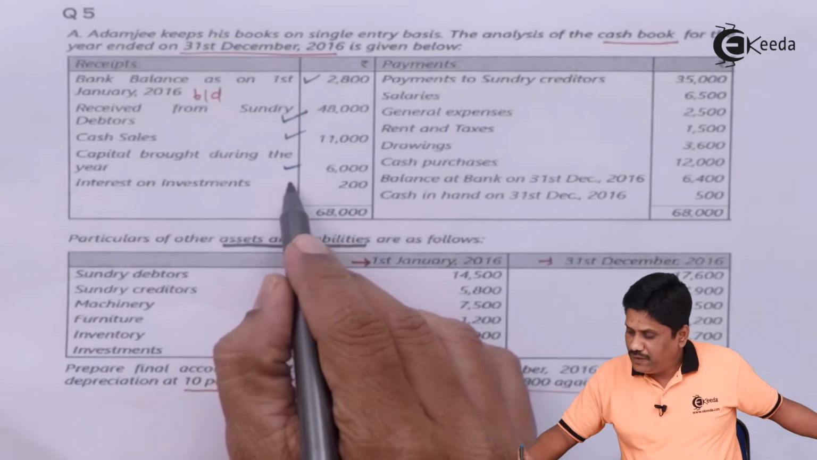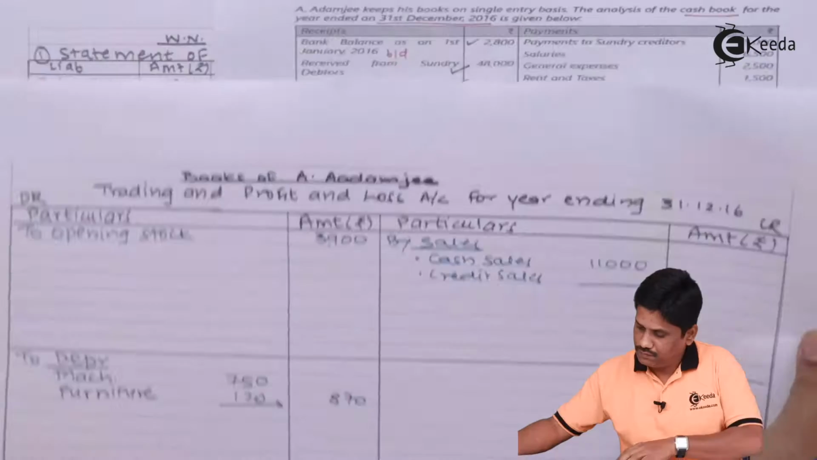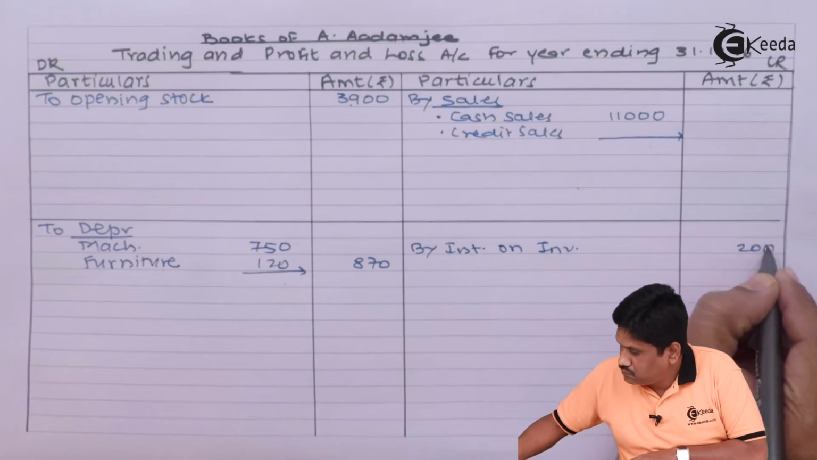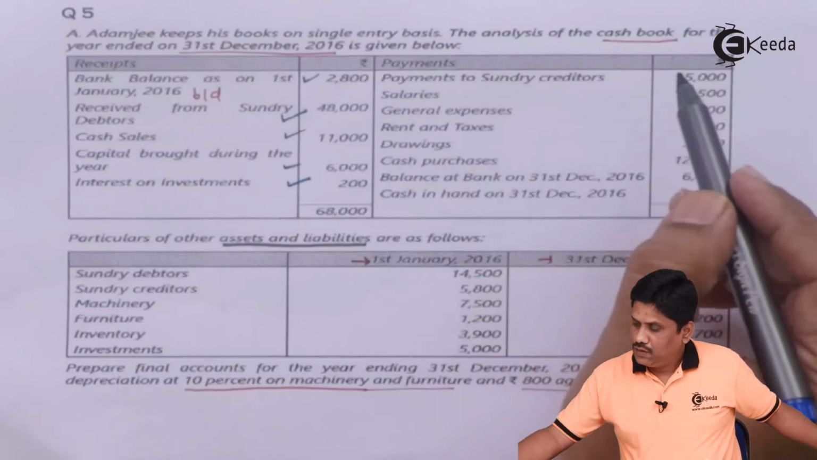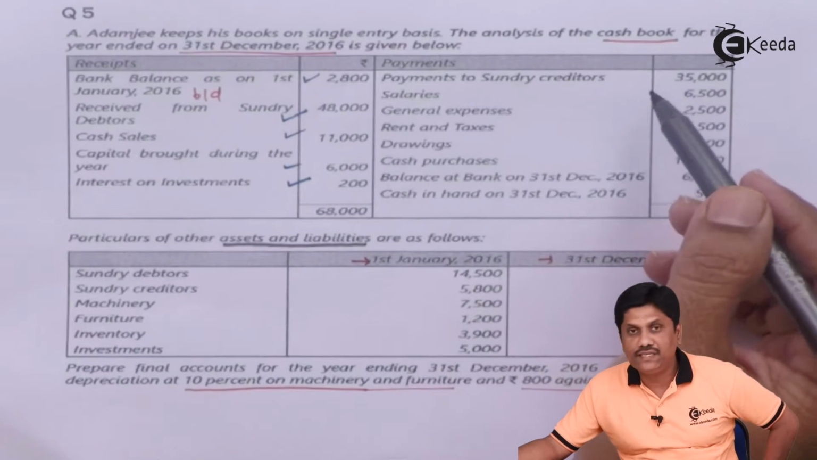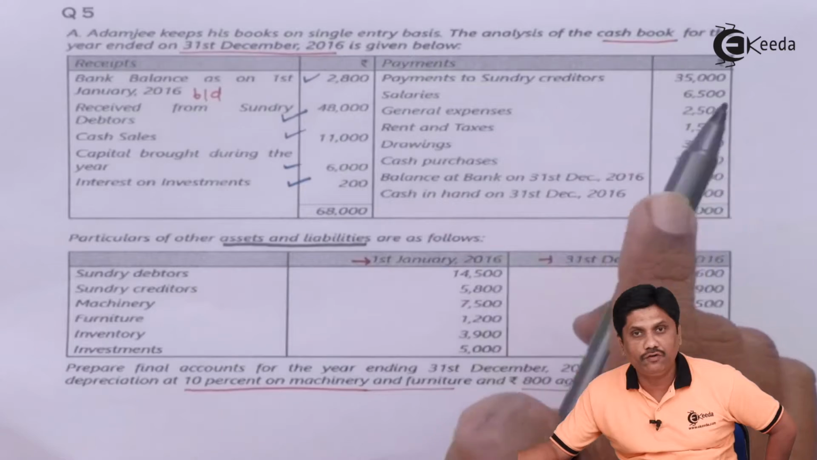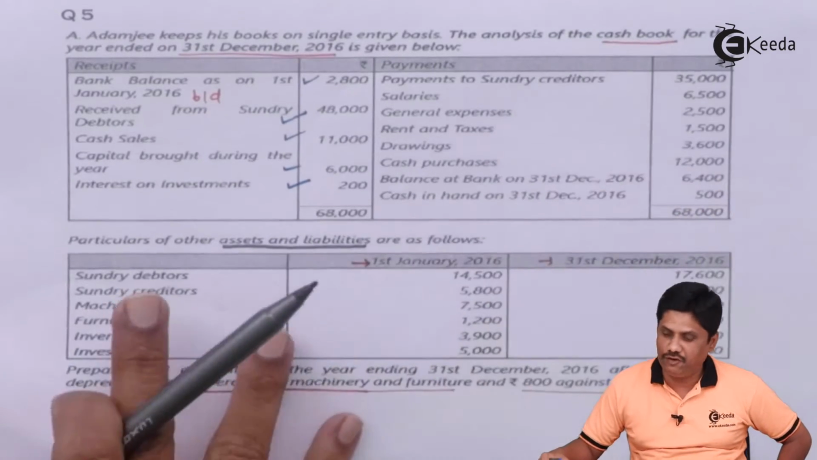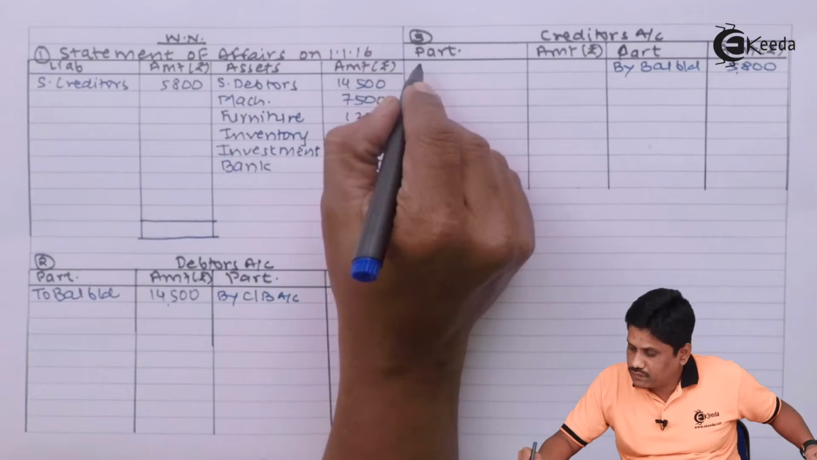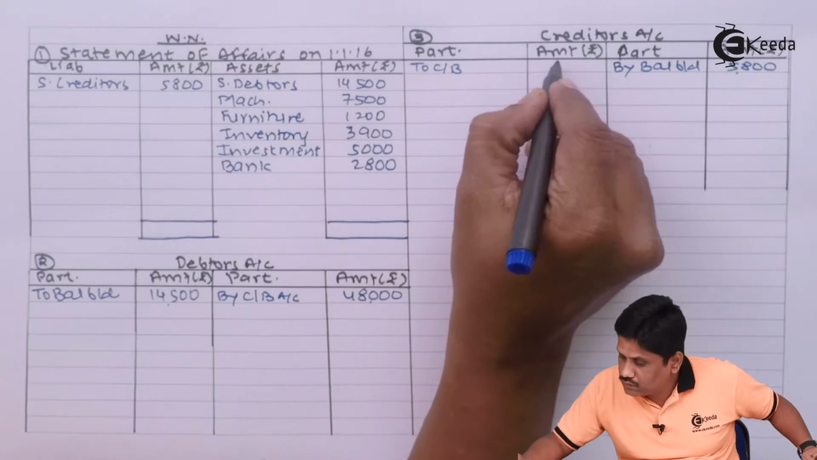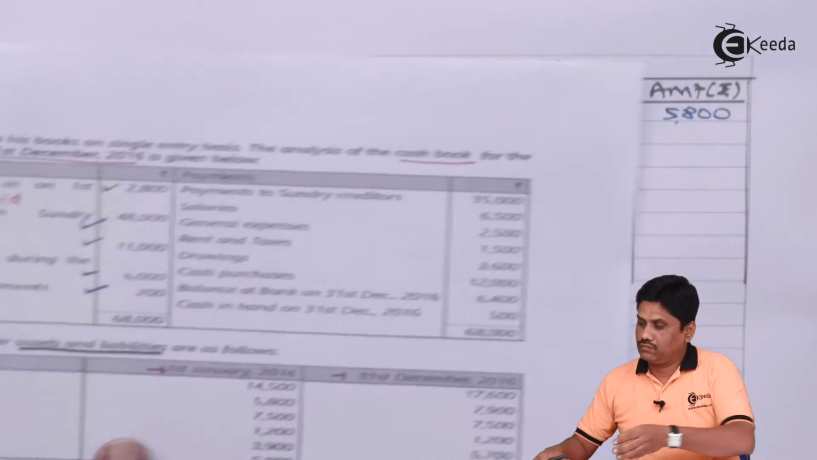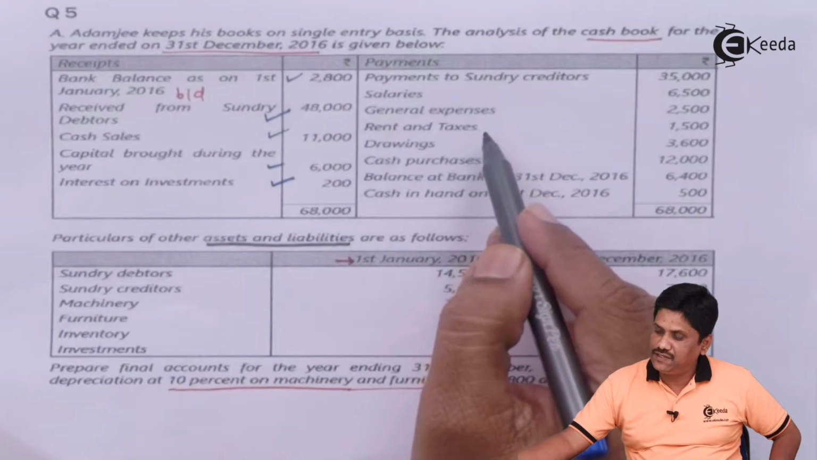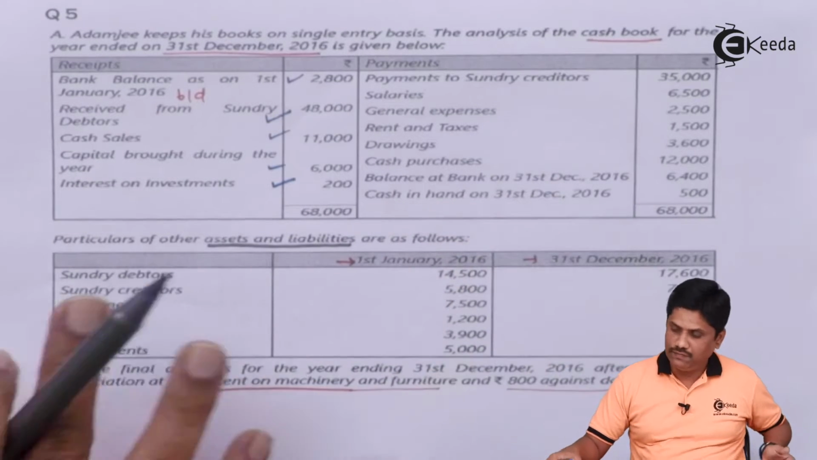Next is interest on investment, $200. It will be credited to P&L account. Now I am coming to the payment side of the cash book, so I can say one credit effect is here. The second effect we have to think about. You can notice payment to sundry creditors, so I can say creditors account will be debited for that. Next they gave you salaries, general expense, rent and taxes. All these three things will be debited to P&L.